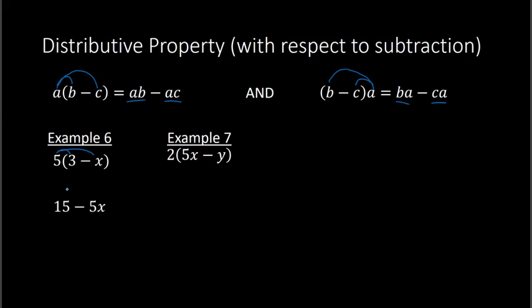Next we have 2 times 5x minus y. So 2 times the 5x would give me 10x, and 2 times the negative y would be negative 2y. So my answer would be 10x minus 2y.